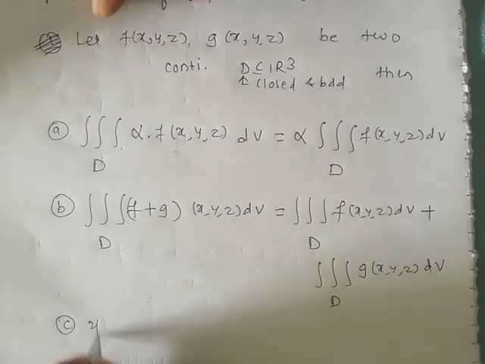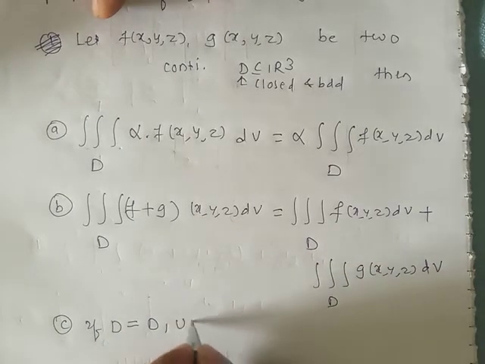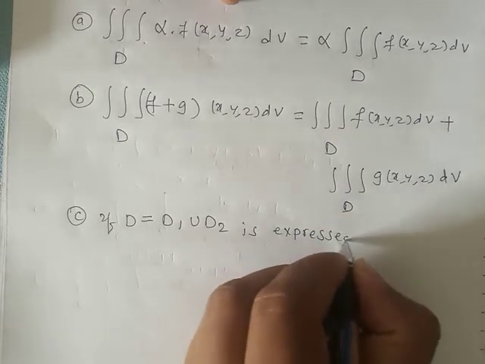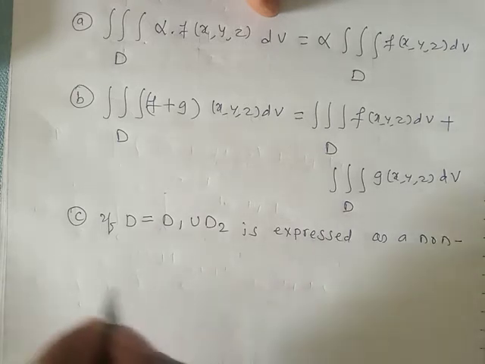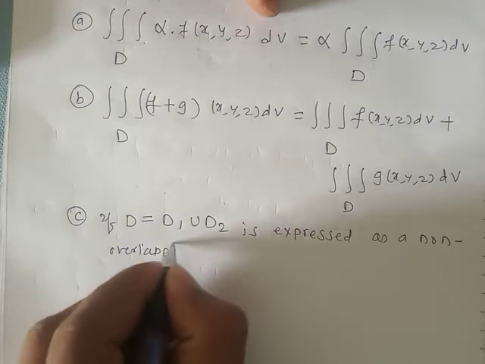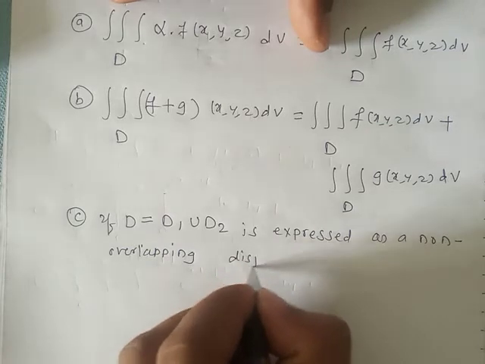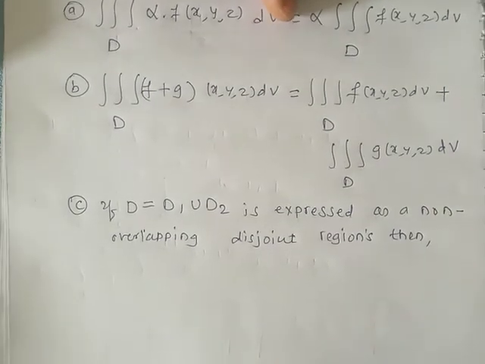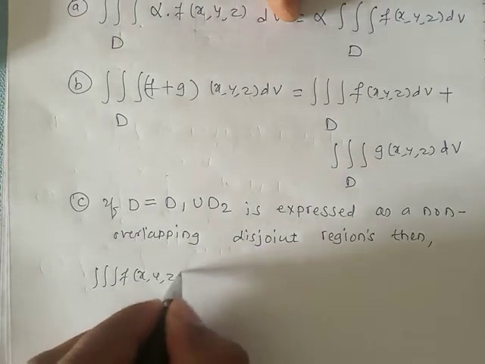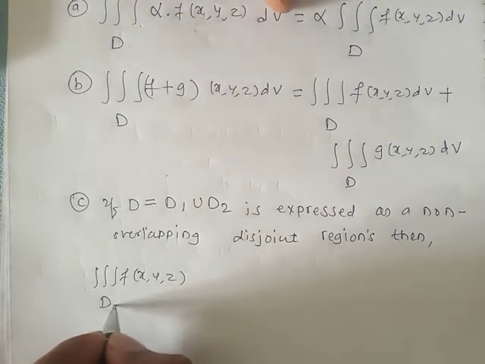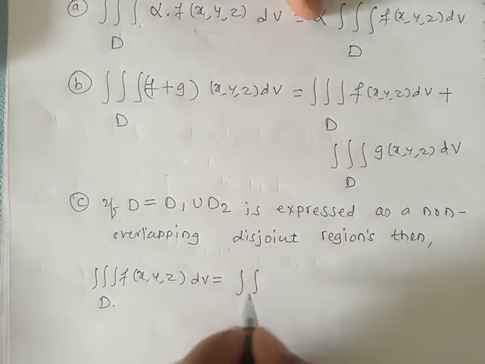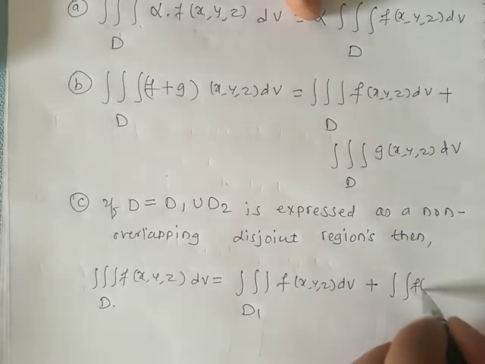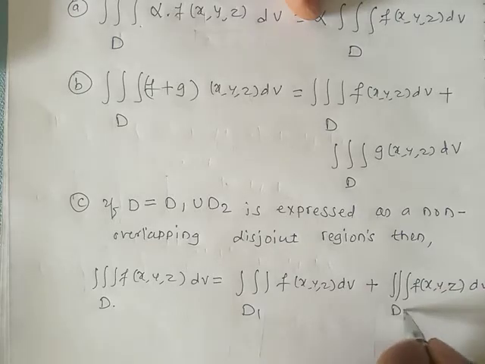See, if D is equal to D1 union D2, expressed as non-overlapping, disjoint regions, then triple integration of f of x y z over this region D, D is nothing but union of D1 and D2, with respect to dV is equal to triple integration of f over D1, obviously with respect to V, plus integration of f of x y z dV with respect to D2.